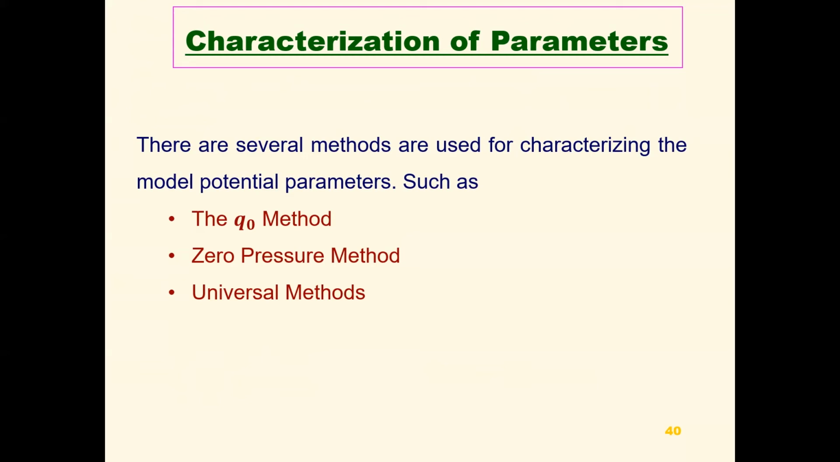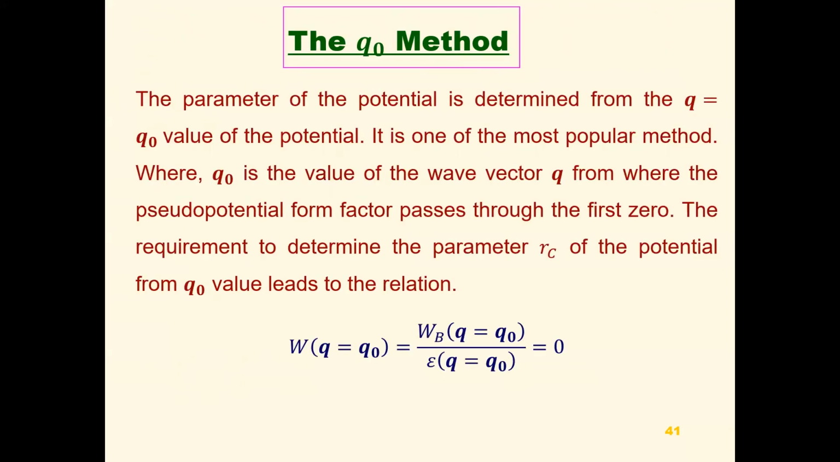its parameters. Several methods are used for characterizing the model potential parameters, such as the Q0 method, zero pressure method, universal method, etc. First we discuss the Q0 method. The parameter of the potential is determined from the Q equal to Q0 value of the potential. It is one of the most popular methods.